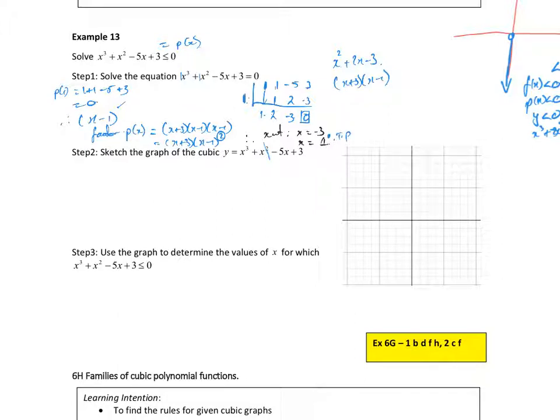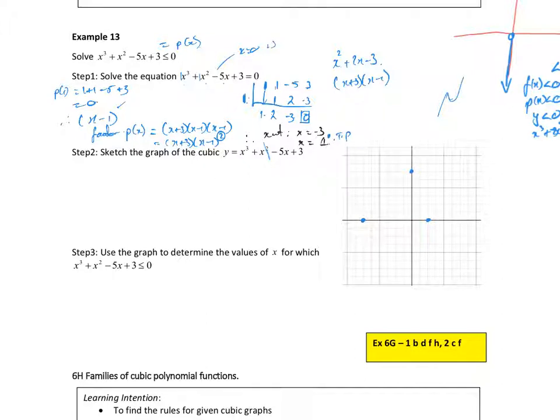So let's sketch the graph. Negative 3, so we'll make that one there, negative 3. Positive 1, make that one there. What's my y-intercept? If I put x equal to 0, I get plus 3. So 1, 2, we'll call that plus 3. So there's my graph. Now I want to sketch my cubic, a positive cubic, so it's going that way.